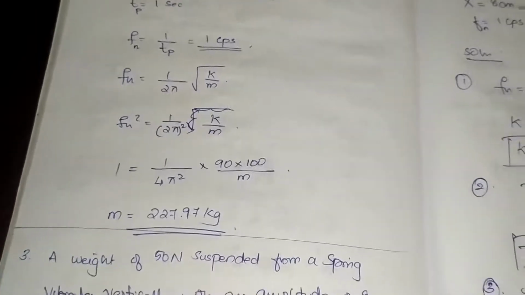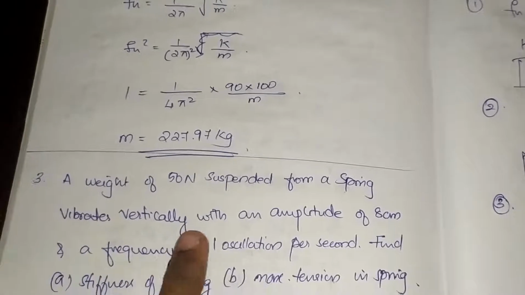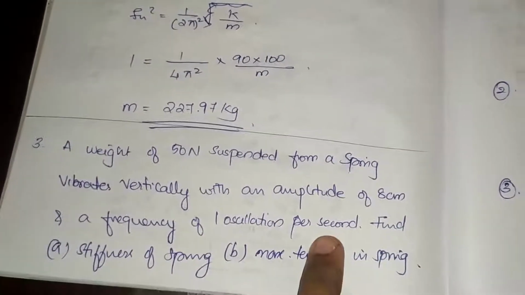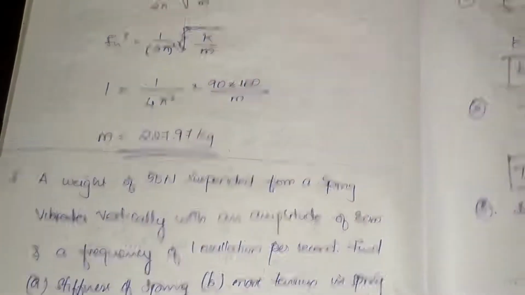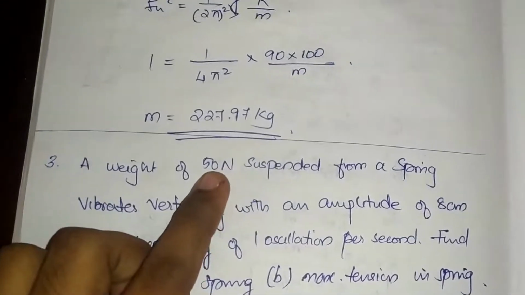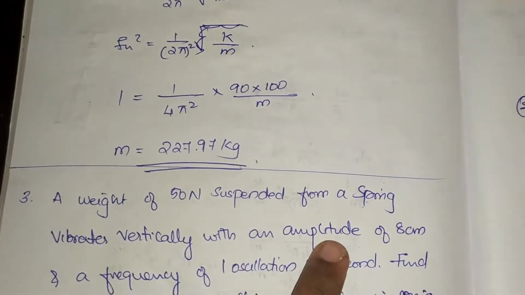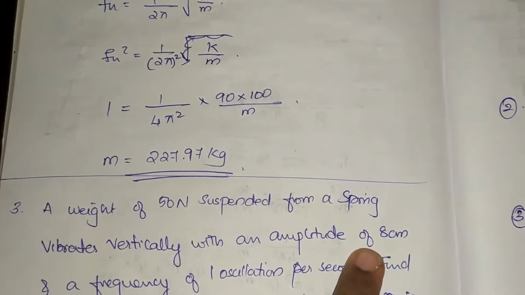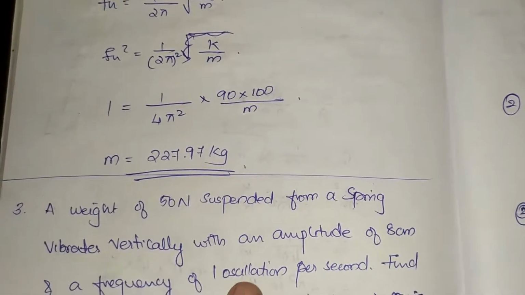Fine. Next question: a weight of 50 Newton suspended from a spring vibrates vertically with an amplitude of 8 centimeter and a frequency of 1 oscillation per second. Find the stiffness of the spring, the maximum tension in the spring, and also the maximum velocity of the weight. So weight is given, so from that you can find out mass. Amplitude, that means capital X, of 8 centimeter is given. Frequency F, Fn is given, 1 oscillation per second.